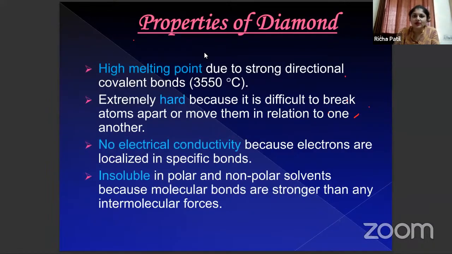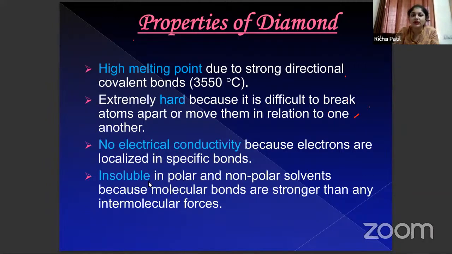So what are the properties of diamond? It has a high melting point. It is extremely hard. Extremely hard means it is difficult to break. There is no electrical conductivity. Why? Because the electrons are localized in specific bonds, so there are no free electrons. If there are free electrons, then there will be conductivity, right? So no free electrons means no electrical conductivity.